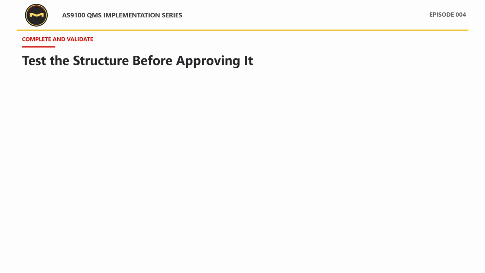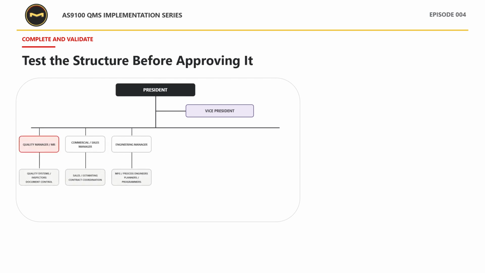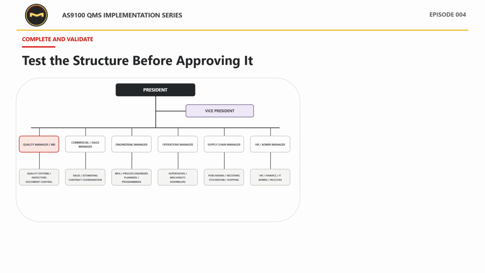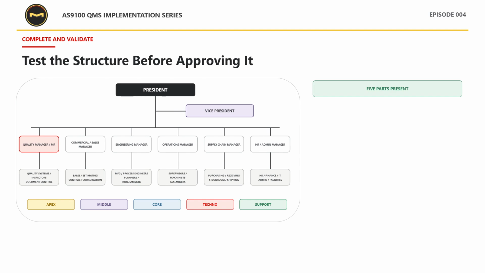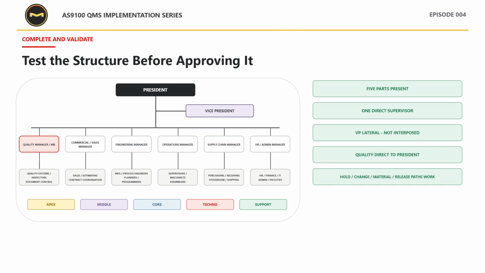Now test whether the completed chart works. Who may stop work or place product on hold? Who approves controlled changes and accepts or rejects product? Who authorizes shipment release and provides resources? Run a wrong drawing, late material, a hold, and a pending shipment through the chart. Every decision must reach one accountable role.